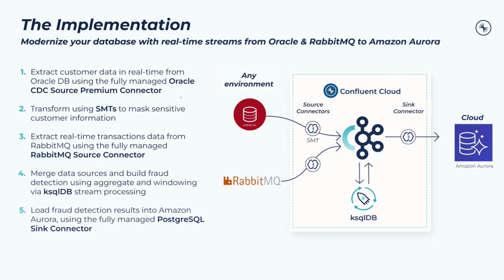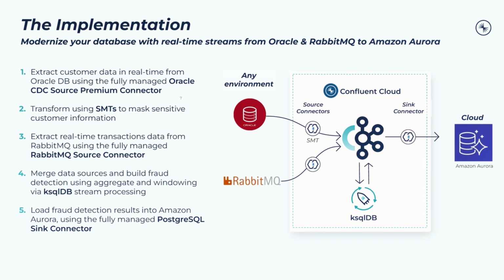Then we'll extract transactions data from our second data source, RabbitMQ, with the fully managed RabbitMQ source connector to Confluent Cloud. Once all of our data is in Confluent Cloud, we'll merge the two data sources with KSQLDB, generating a unified view of the customer and their credit card activity. To help build out our real-time fraud detection use case, we'll leverage KSQLDB, aggregates, and windowing to create a customer list with potentially stolen credit cards.